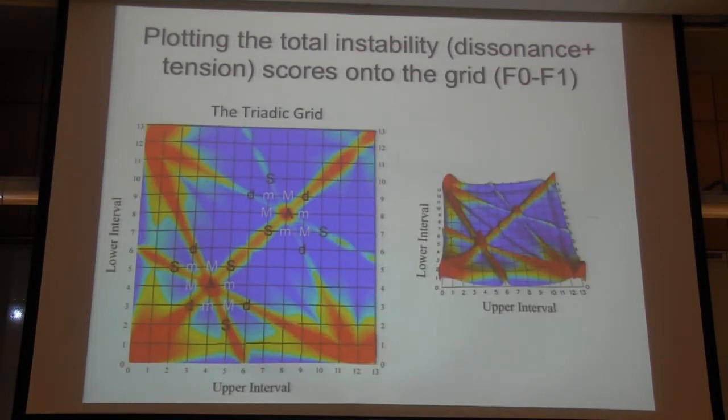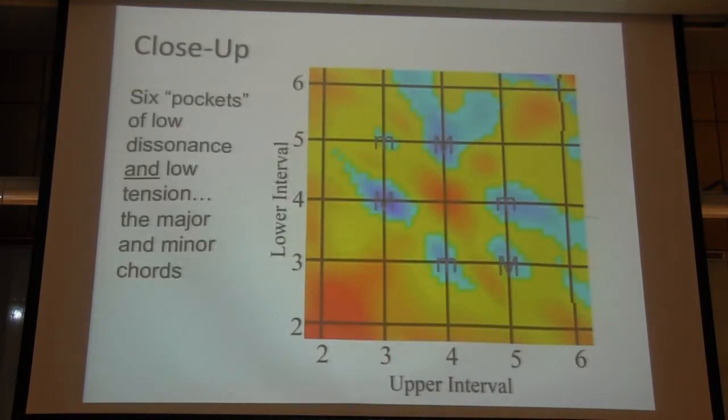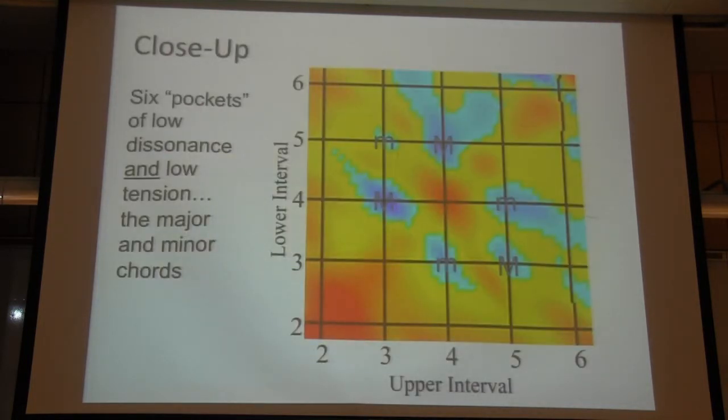But again, if you add upper partials, then you get this very nice map that shows that the major and minor chords fall just off of these peaks of instability, and they're in these valleys of stability. So to focus in on that, and again, adding upper partials doesn't change the whole story, makes it a little bit more complex. Focusing in on that lower left-hand corner here, you'll see that these little valleys, these pockets of relative stability, is where there's less tension and less dissonance.